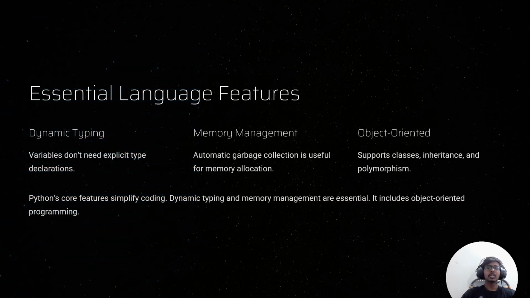And the essential language features. So dynamic typing is one of the great feature of the Python programming language. Basically in C and Java we need to initialize our variables according to their data types, but in Python it is not necessary. The interpreter treats the data type of the given variable according to the values mentioned, and Python programming language is also an object oriented programming language, and it supports classes, inheritance and polymorphism.